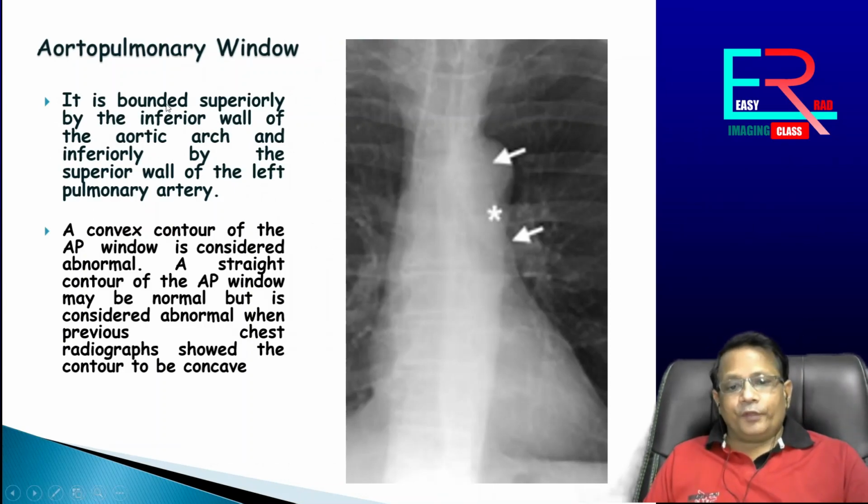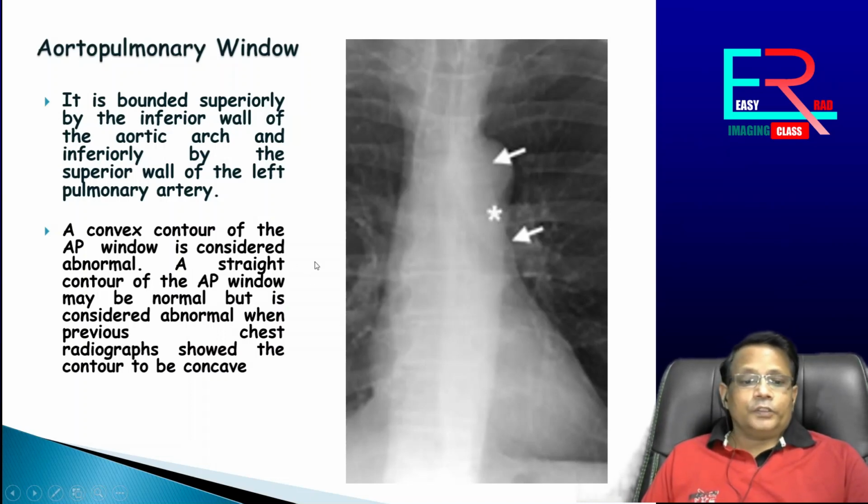Then come to the AP window, that is the aortopulmonary window. It is bounded superiorly by this aortic knuckle. See, this star is the AP window, this is the aortic knuckle, and the lower one is by the superior wall of the left pulmonary artery. See, the inferior wall is formed by the left pulmonary artery. So this is the area of the AP window, that is having the main pulmonary trunk.